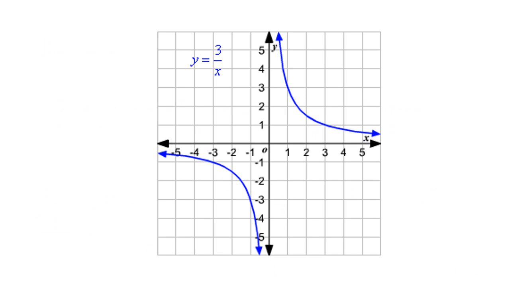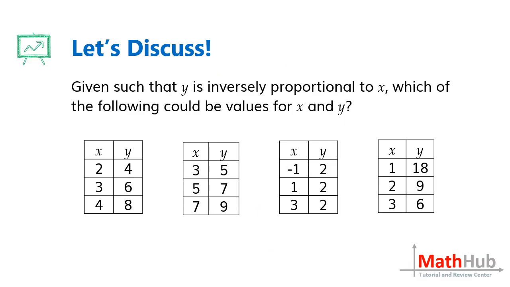Right? So if you have inverse variation, like in this case, y is equal to 3 over x, it just so happens that 3 is my constant k. The graph will look like this one. All right? Now, let's look at this one.